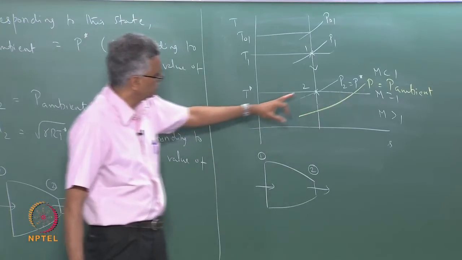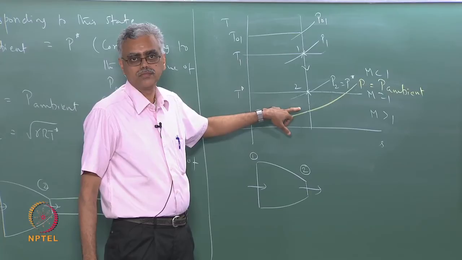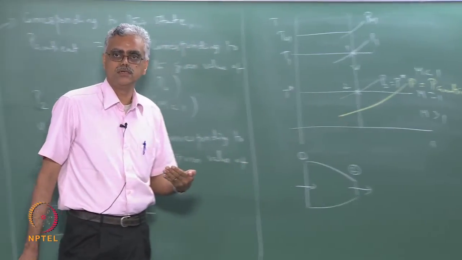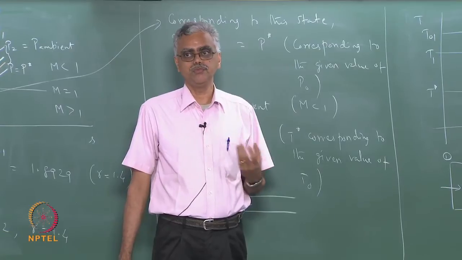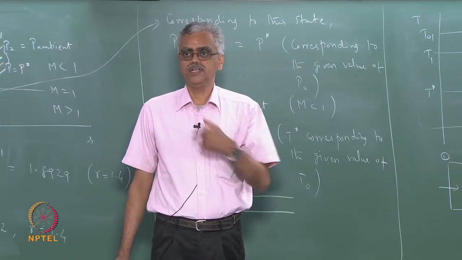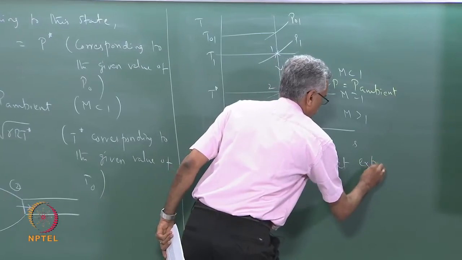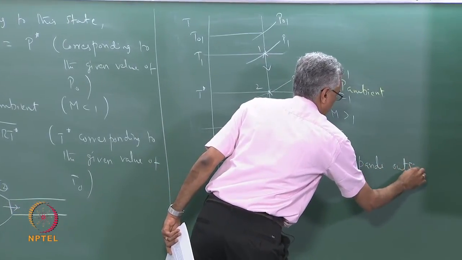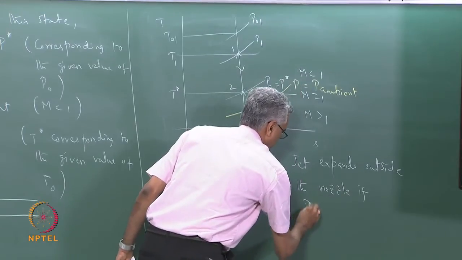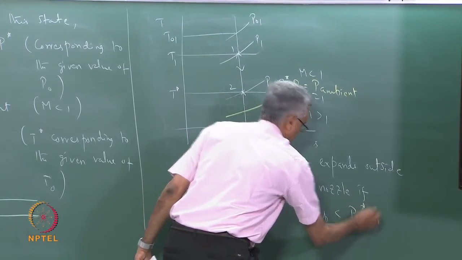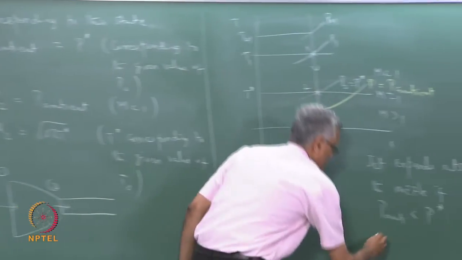However, one thing that happens is, when the jet comes out, P2 is now greater than P ambient. P2 is greater than P ambient, that means the jet is under expanded. It is coming out at a pressure which is greater than ambient, which means it must expand to match the ambient pressure. That is why it is called under expanded. So the jet expands outside the nozzle if P ambient is less than P star. In this case the jet is said to be under expanded.